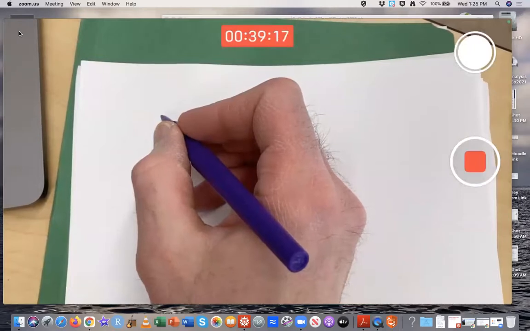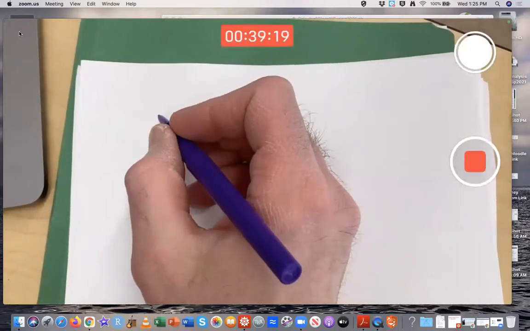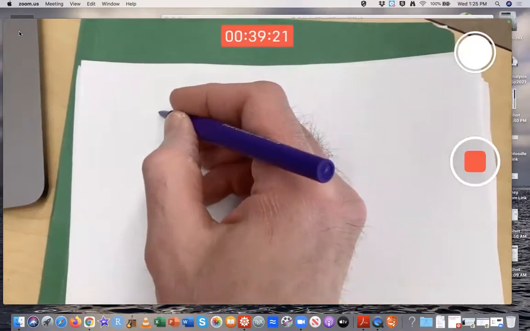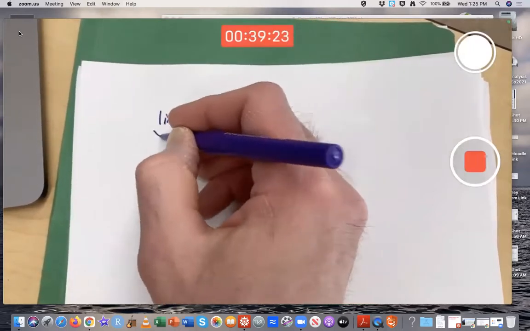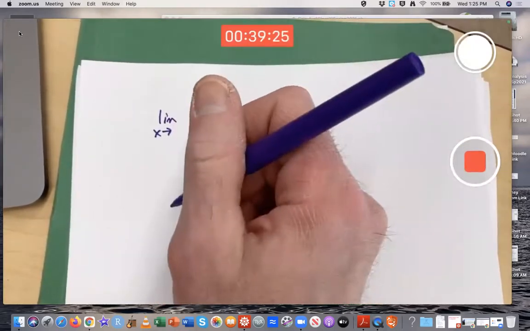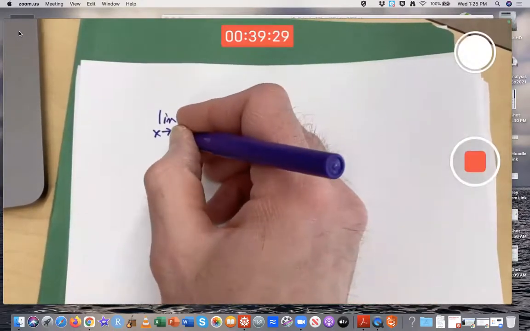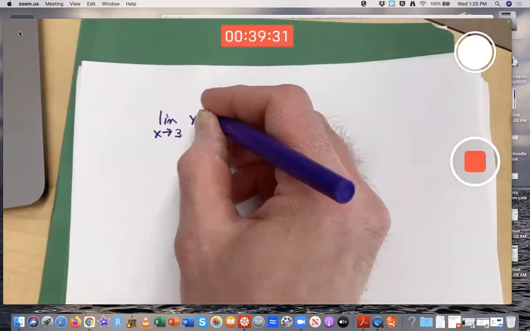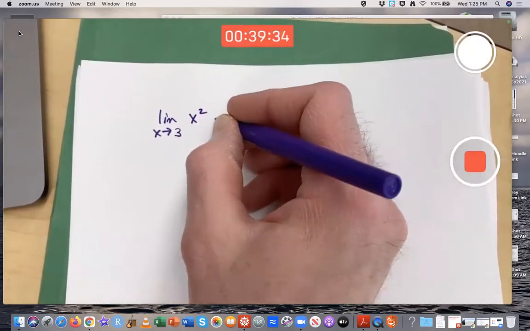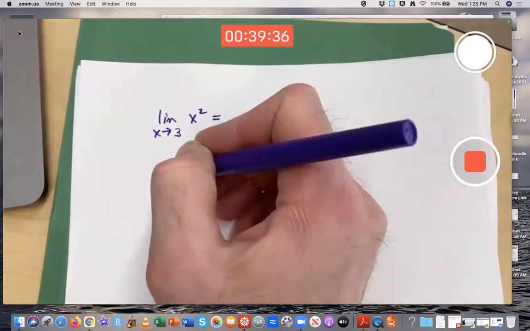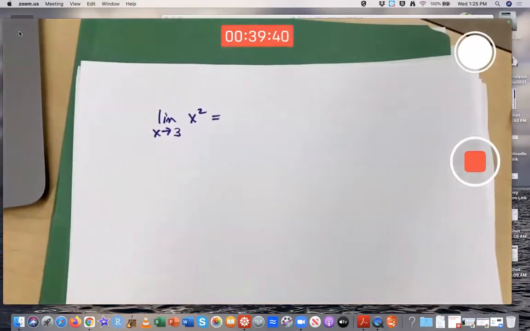Let's do it through an example. I'm not going to write down the general definition. The limit as x approaches, let's choose the number 3, of x squared, to pick a reasonably simple function, is what I hope you would guess. What do you guess when you look at this? Yeah, 9, 3 squared.